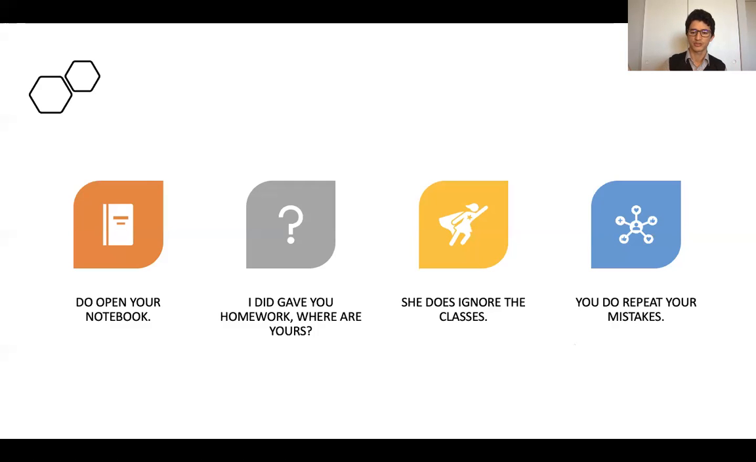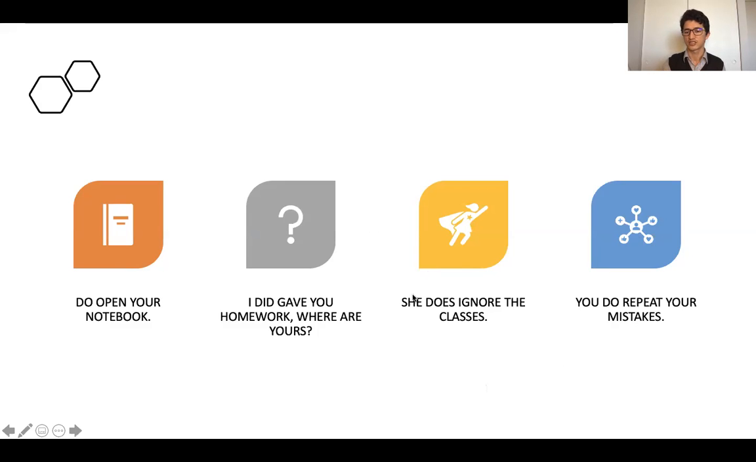So I want you to tell me, what do these sentences show? Can you tell me? Do open your notebook. So we could say open your notebook. Why do we use do before that? Or here, I did give you homework. We started that in past simple tense. We don't use did as a helping verb here. So probably did here gave us a different meaning.